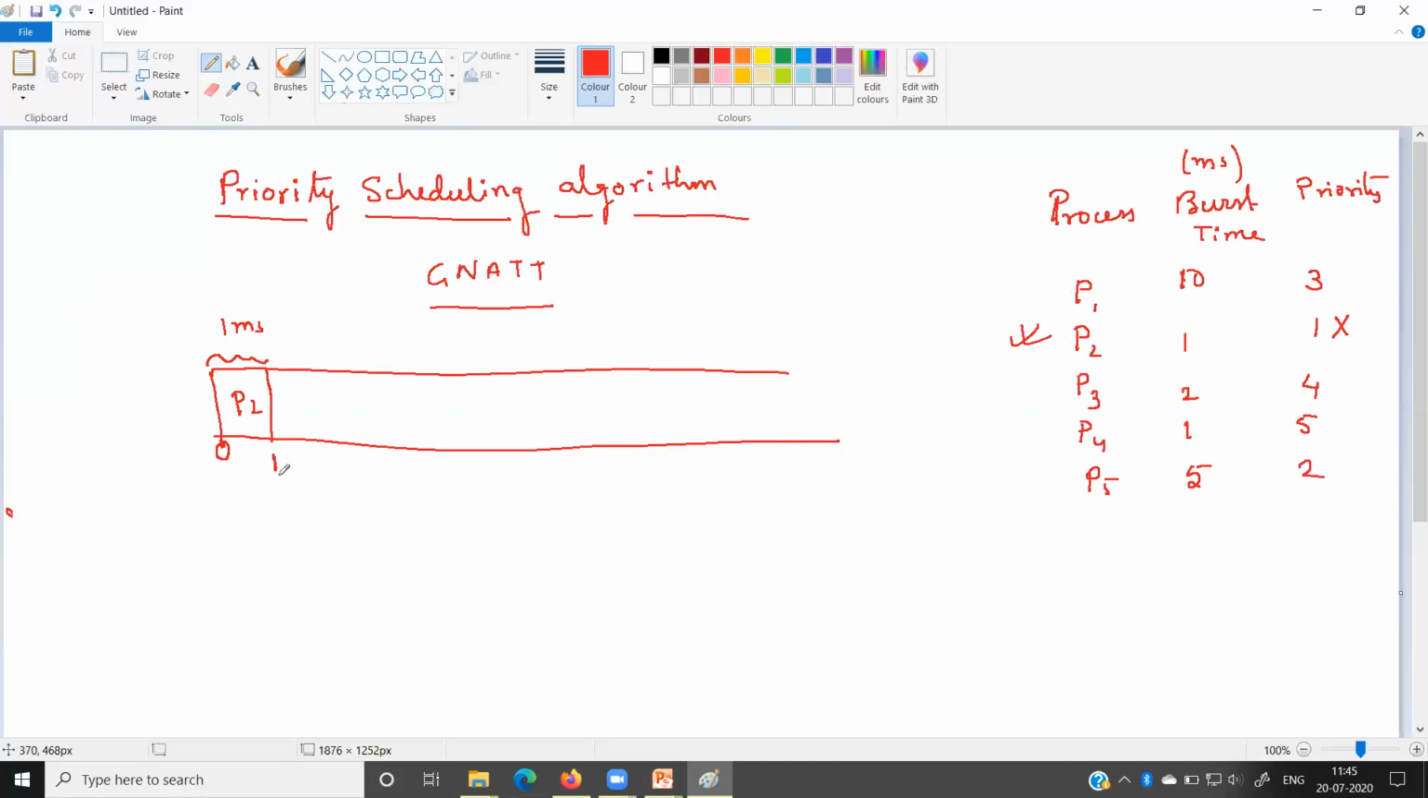Now among the rest of the processes, P5 has the priority value 2, which means its priority is high, so P5 will get the chance. The burst time for P5 is 5. So it will start at 1, take 5 units of time and complete. The next time slot will start from 6. This duration is 5 milliseconds.